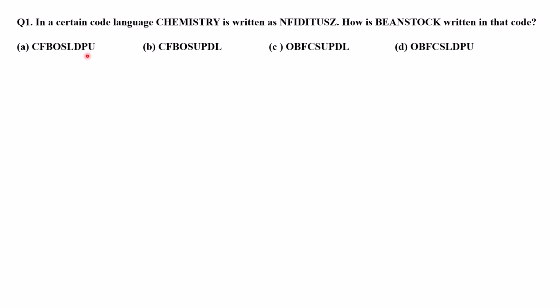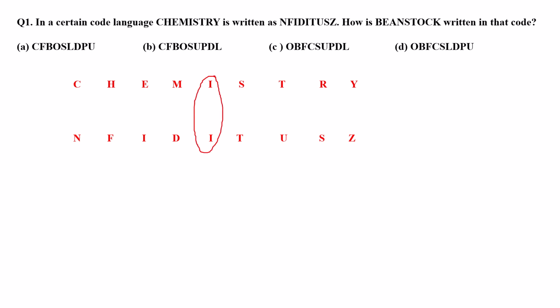Now question number 1. This question is completely based on coding. Let's find out how beanstalk is written in that code. For that, we first have to find the relation in the coding language which is already given in the question, isn't it? If you see quickly, the letter I is the same in the coding language. Here is I, here is also I. So that is one relation you can see from here.